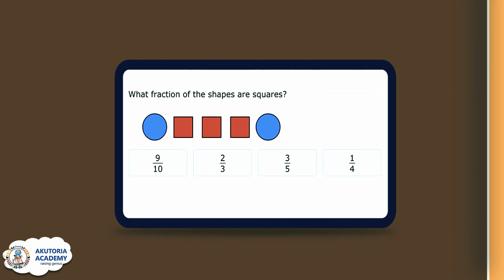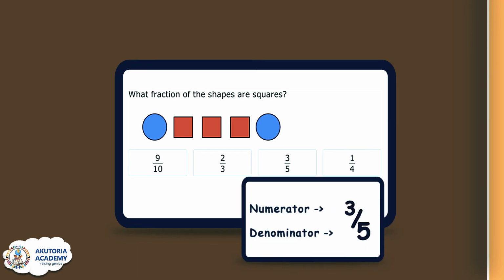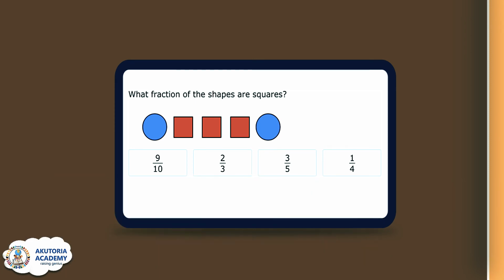What fraction of the shapes are squares? First, how many squares are there? There are 3 squares here. And how many shapes do we have here? We have 5 shapes, 3 squares and 2 circles. So the fraction of the number of squares would be 3/5 or 3 over 5, because we only have 3 squares out of 5 shapes. So 3 will be on top as the numerator, while 5 will be below as the denominator.